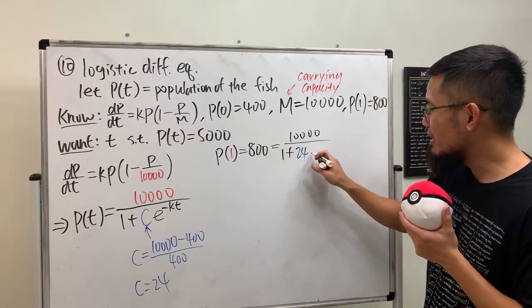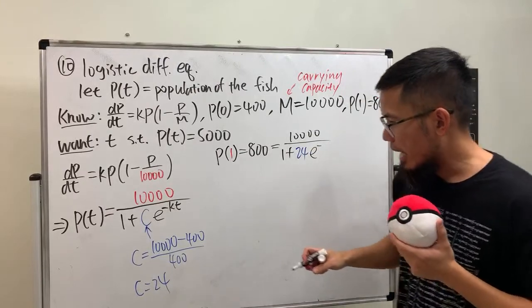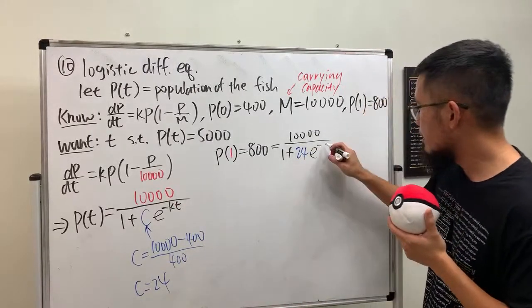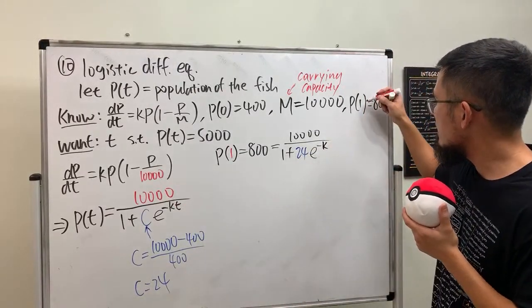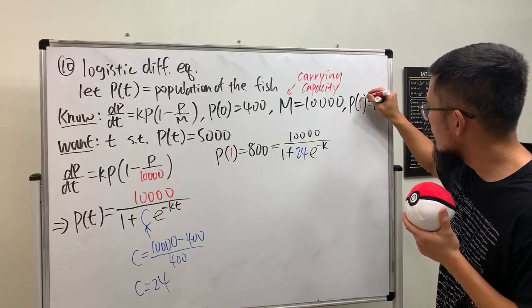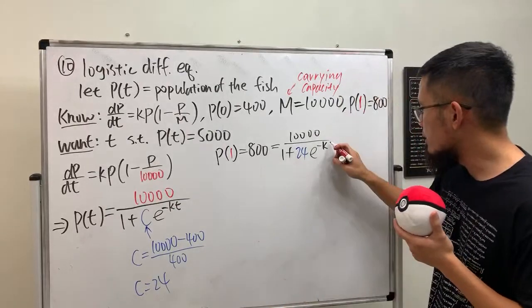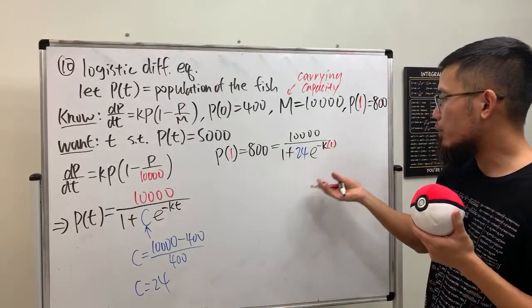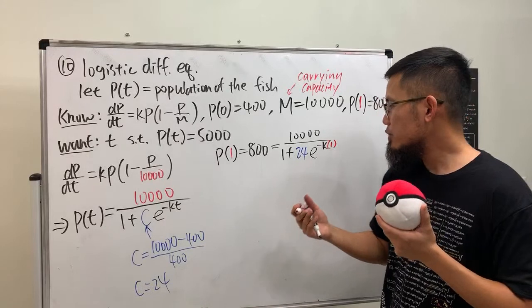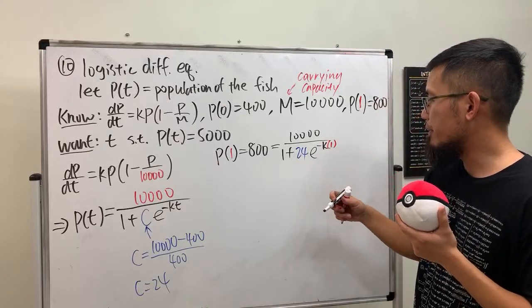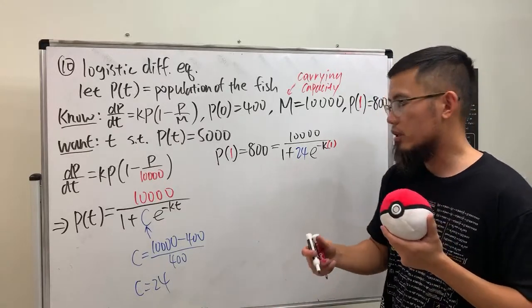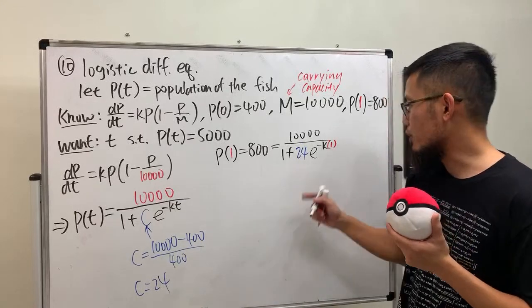And then here we have e to the negative k. K we don't know. And then the t is 1, because it says after 1 year, so the t right here is 1. So that's what we have, all right? And then just go ahead and solve this equation, and let me show you guys a super way to solve for k, right?